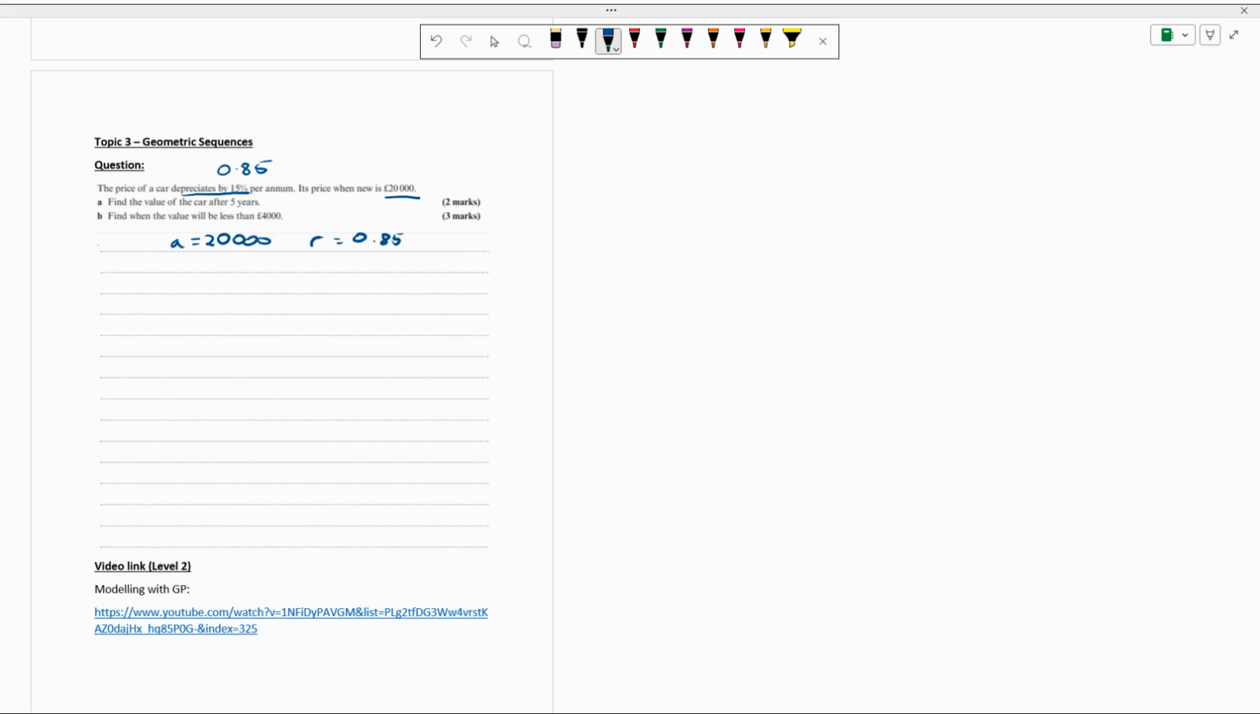I'm not adding or subtracting the same amount. I'm decreasing it by 15%. That's going to change year on year on year.